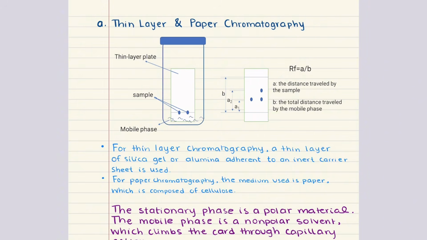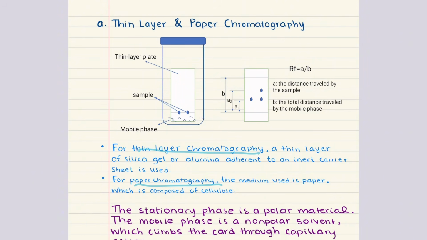And they follow the same basic principle of chromatography that we just discussed, which is separation based on how strongly each compound interacts with the stationary versus the mobile phase. Now, in thin layer chromatography, or TLC, the stationary phase is a thin layer of silica gel or alumina that's attached to an inert plate, like glass or plastic. In paper chromatography, the stationary phase is simply paper, which is made of cellulose. In both cases, the stationary phase is polar.